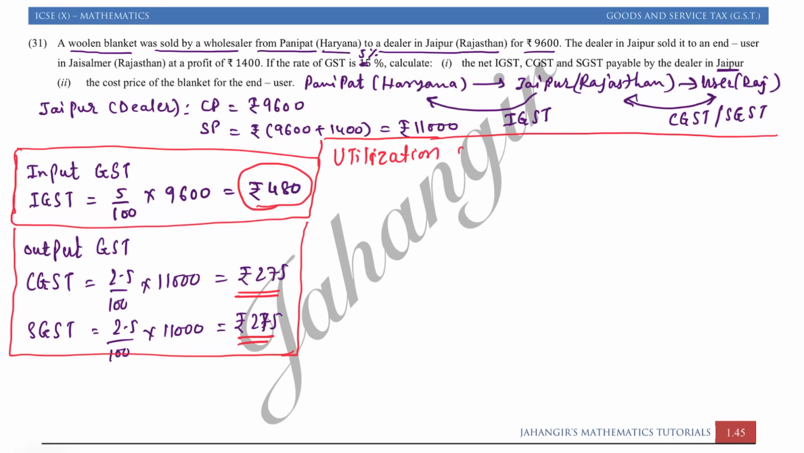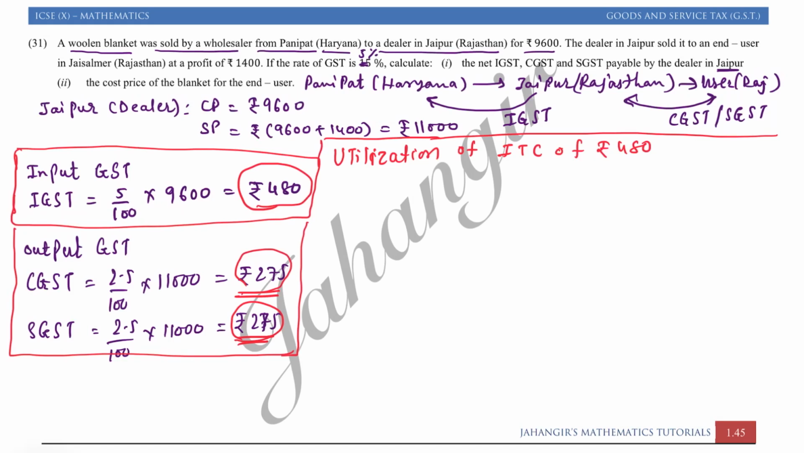Utilization of ITC of rupees 480. How does utilization take place? Since the end user was in the same state, finally 275 should go to the central government and 275 should go to the state government. It's obvious that the tax should go in that way.